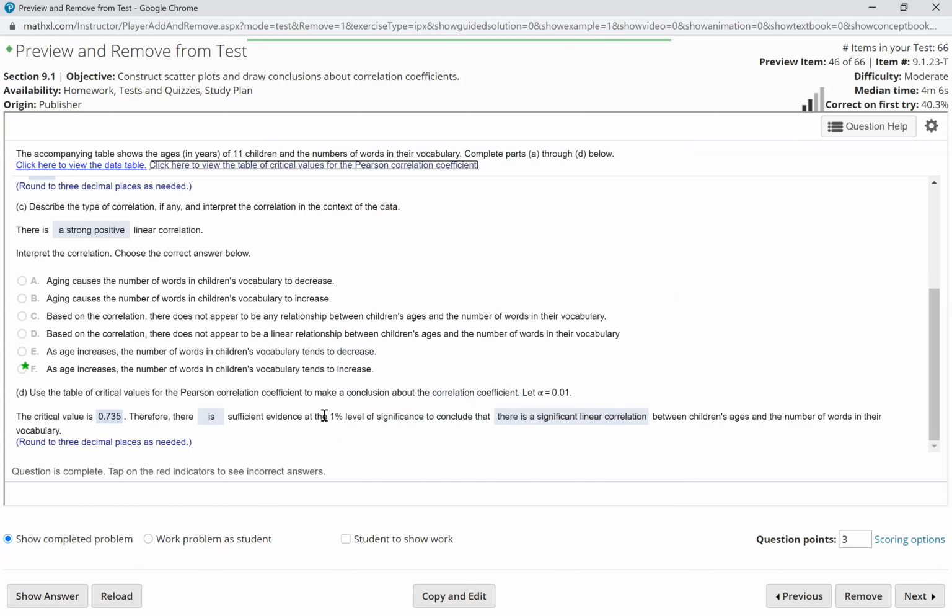Therefore, there is sufficient evidence at the 1% level of significance to conclude. You don't need to type this. You just use the drop down menu. There is significant linear correlation. So if your absolute value of R is bigger than this value in the table, you say there is significant correlation. If not, you say there is not significant correlation.